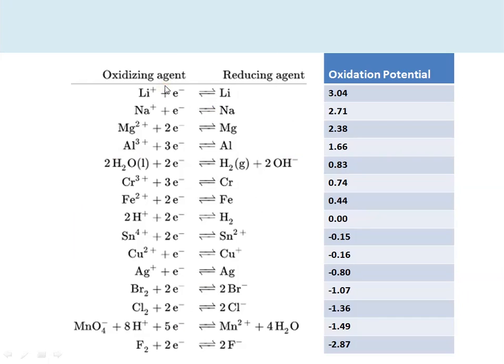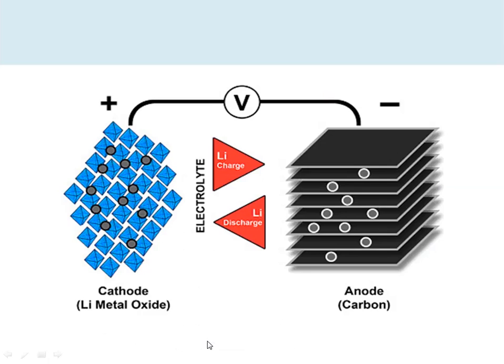And here you can see the different materials that are present, and lithium has an oxidation potential of 3.04. So lithium is the strongest reducing agent, which means it can easily donate or lose electrons. The measure of this property, losing or donating electrons, is the oxidation potential. The higher the value of the oxidation potential, the stronger the reducing agent is, and the lower the value, the weaker the reducing agent is. So fluorine cannot easily donate or lose its electrons.